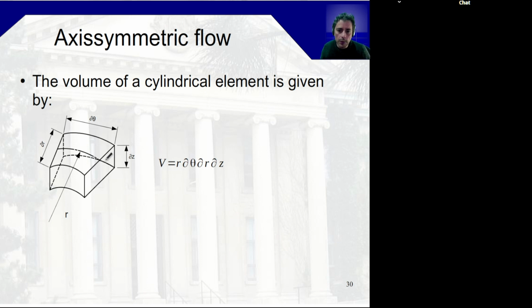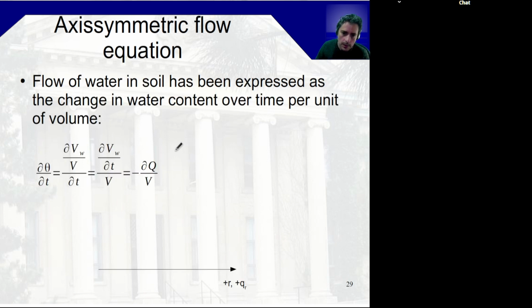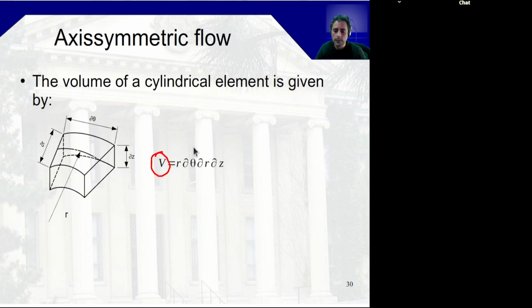Okay, so the change of water content over time is equal to the change in volume of water over time over the overall volume, right? So change of volume over volume, that's the change of water content. So change of volume over t, that's dq over t over volume. That gives you the same kind of problem solution. So what is the volume of a sector of a cylinder?